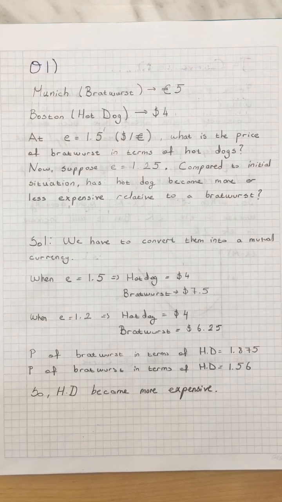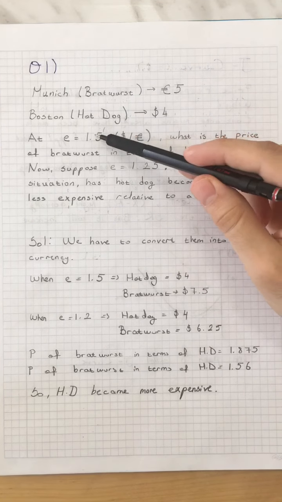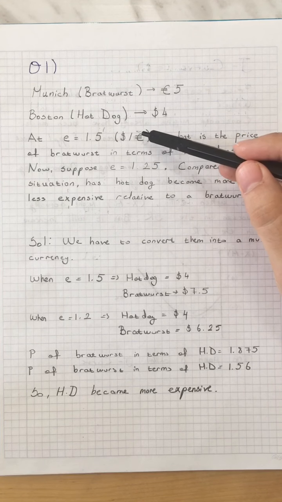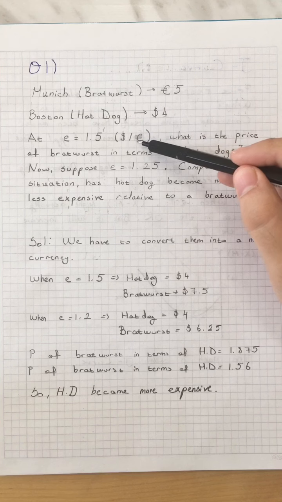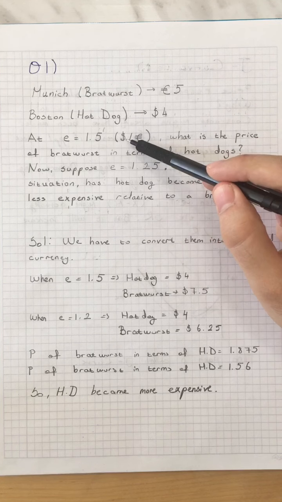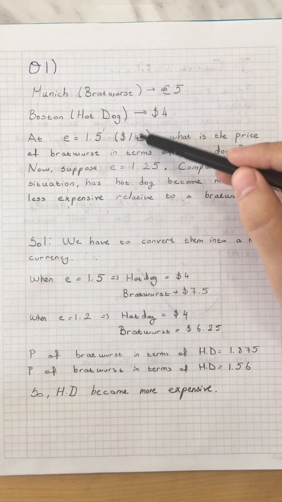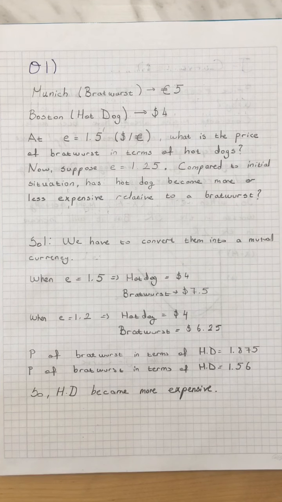Okay, let's continue with question 1. In Munich, a bratwurst, it's probably pronounced differently, costs €5. In Boston, a hot dog costs $4. At an exchange rate of 1.5, where a euro is worth $1.5, so the euro is more valuable, what is the price of a bratwurst in terms of hot dogs?